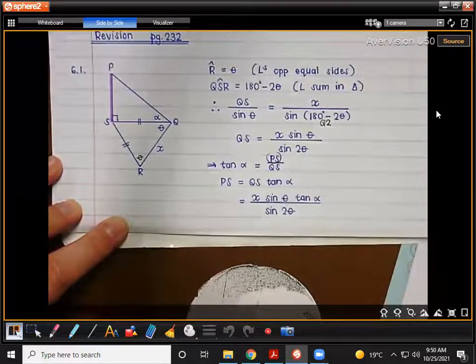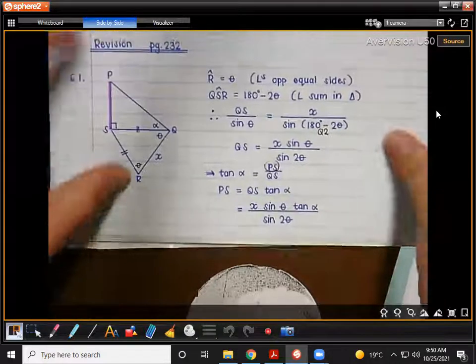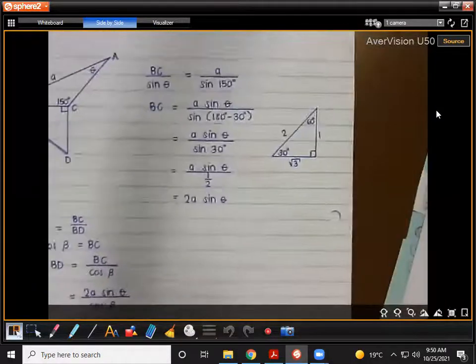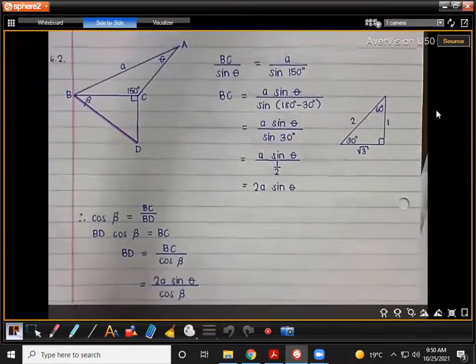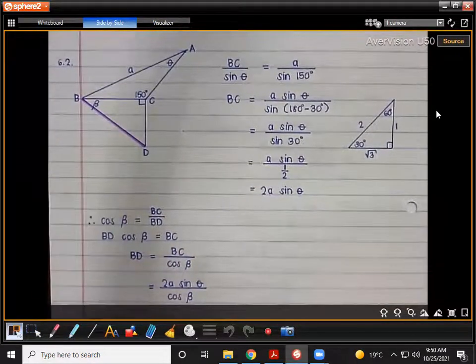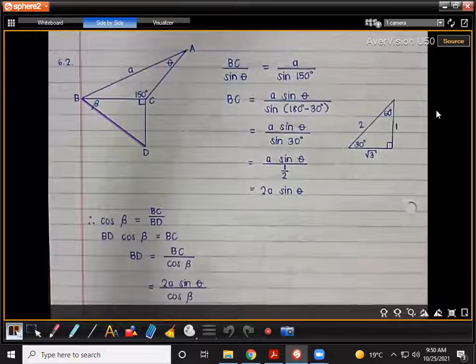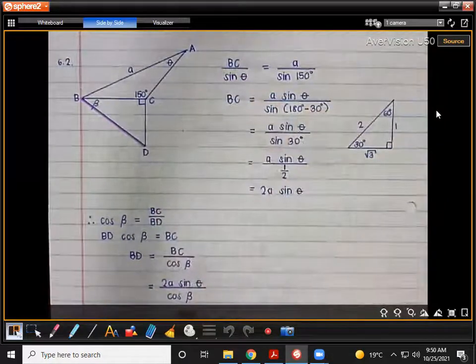Okay, any other questions, guys? All right, 6.2 was a bit longer. And I wanted you guys to see this one because now we were working with 150 degrees, which we actually haven't done before. So they wanted us to show that BD was equal to this whole thing.